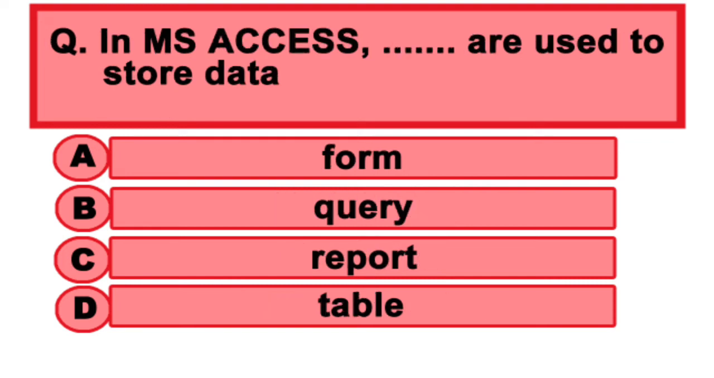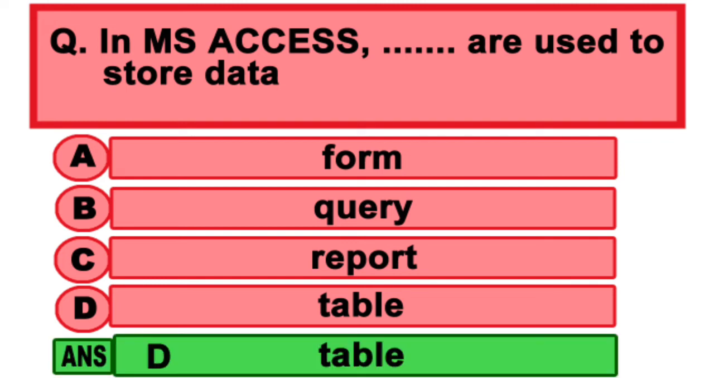In Access, dash are used to store the data. The options are A, form, B, query, C, report, D, table. Let's see the options one by one. Tables. MS Access tables are the key objects in the Access file as they contain the data that is stored in the database. Database tables are made up of rows and columns.